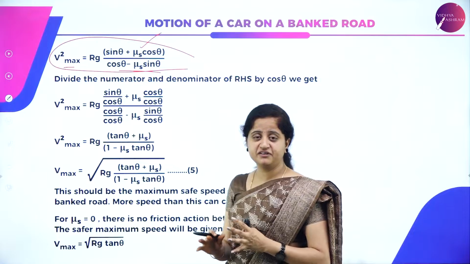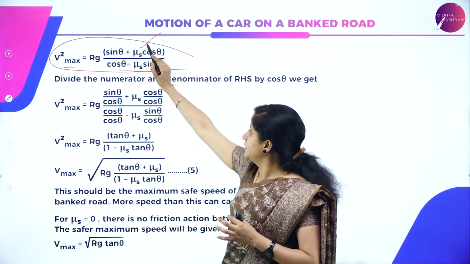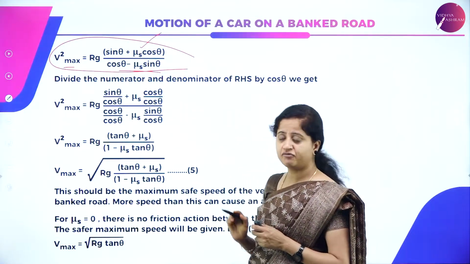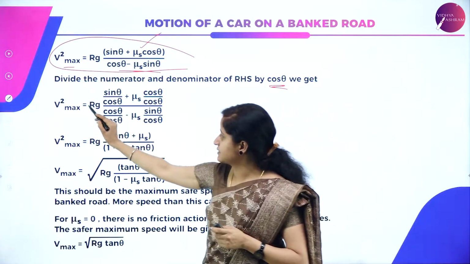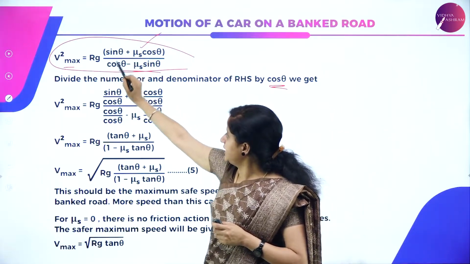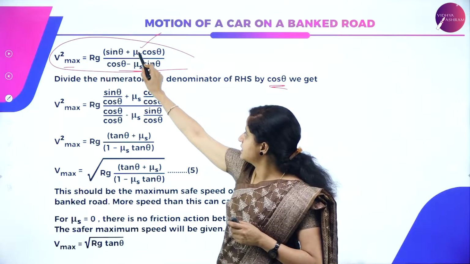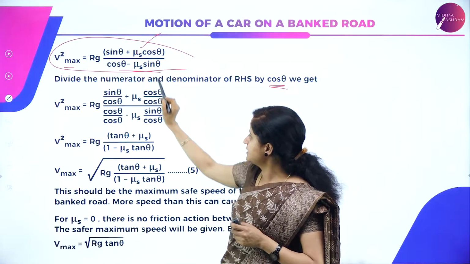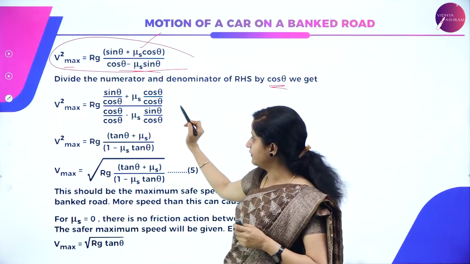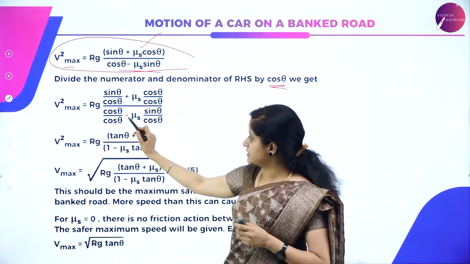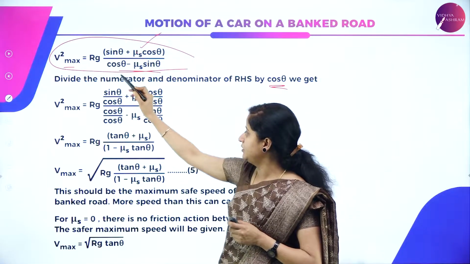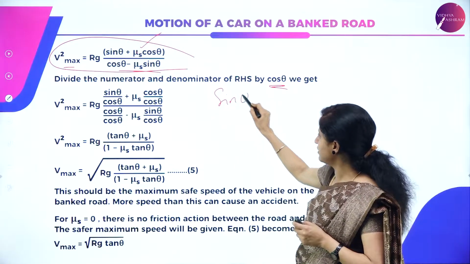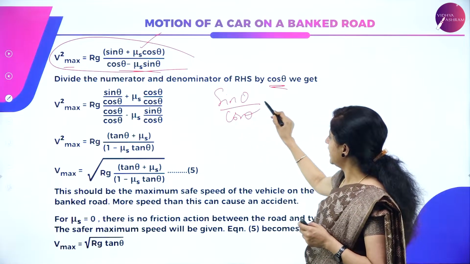For further simplification, divide the numerator and denominator of the RHS by cos theta, and we get v square max is equal to rg into (sin theta divided by cos theta plus mu s, as it is, cos theta divided by cos theta) whole divided by (cos theta by cos theta minus mu s into sin theta by cos theta). We know sin theta divided by cos theta is nothing but tan theta.